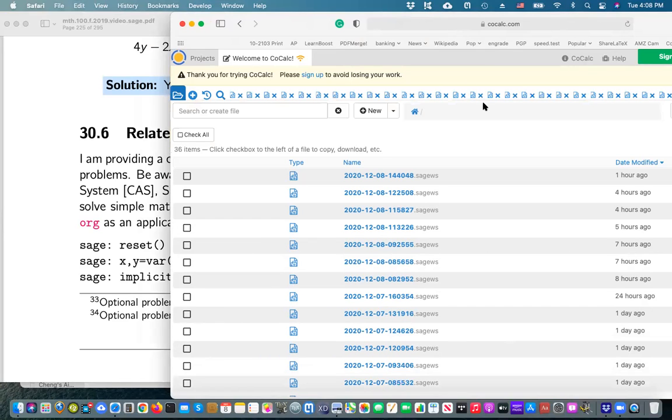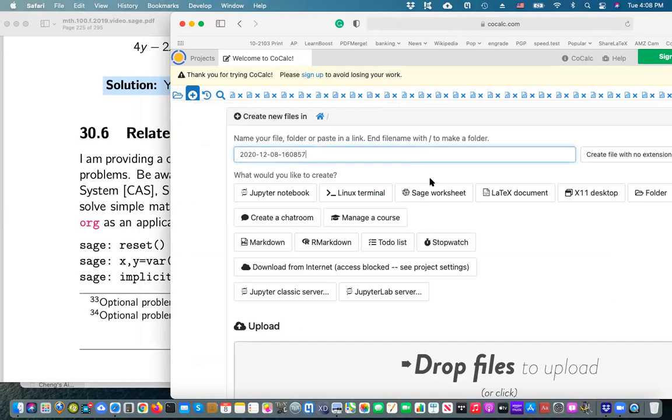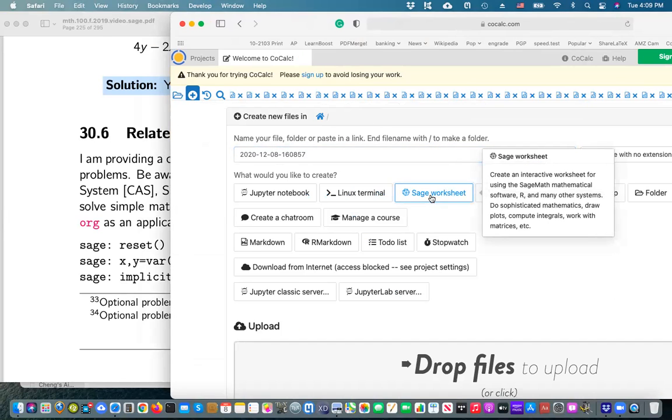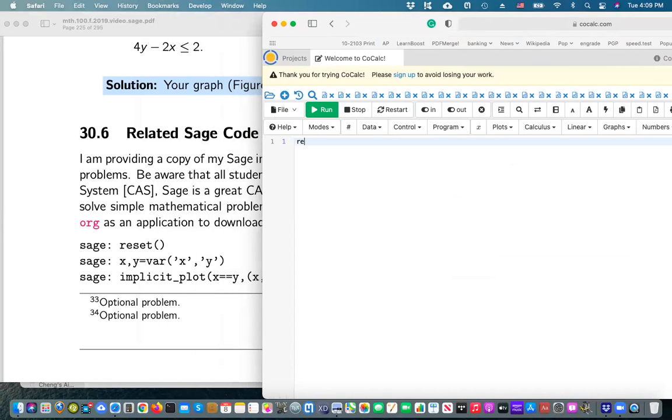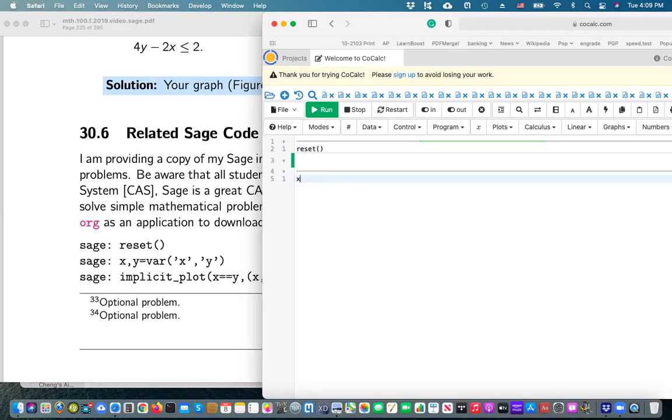It's starting. And I'm going to do a new sheet. I'm going to do a Sage worksheet. It takes time though. Reset. Okay. Variables x, comma y. Whoops, I'm sorry about that. I'm going to put a comma in. These are 2 variables. Var for variable, x, comma y.